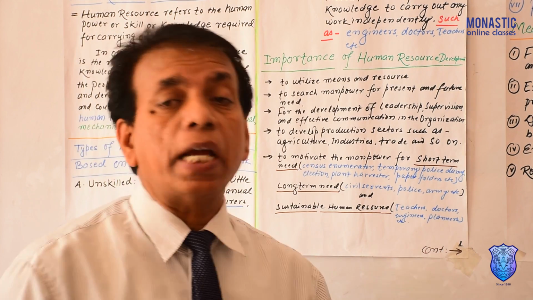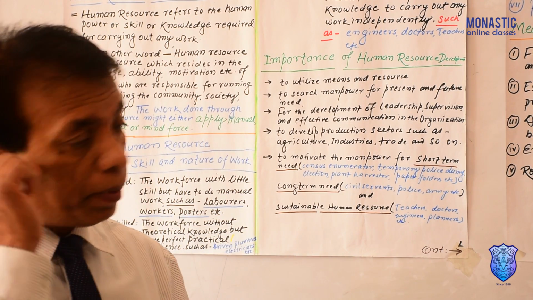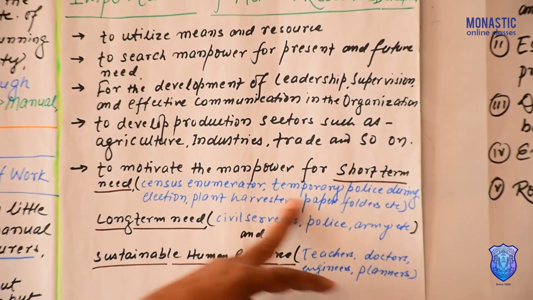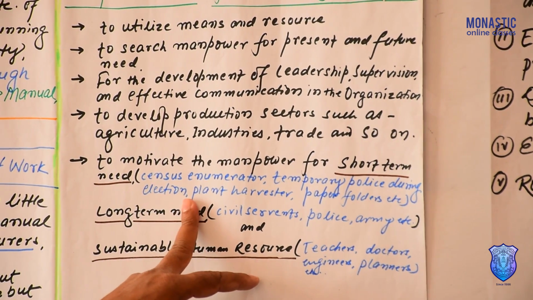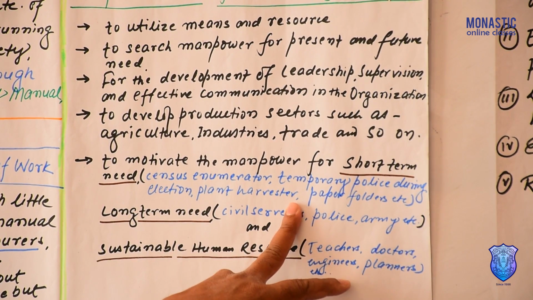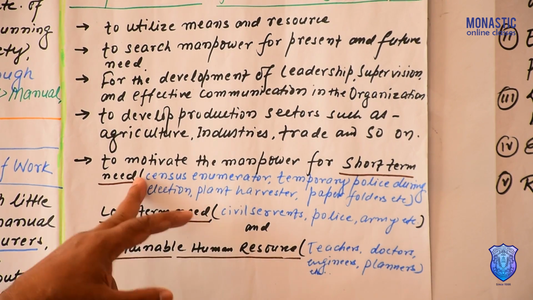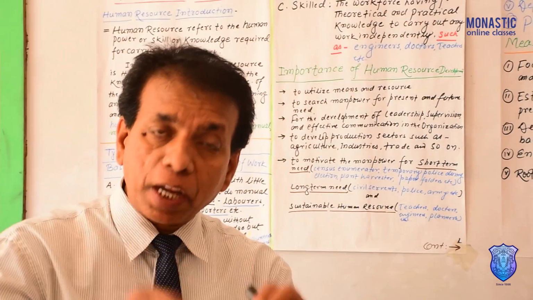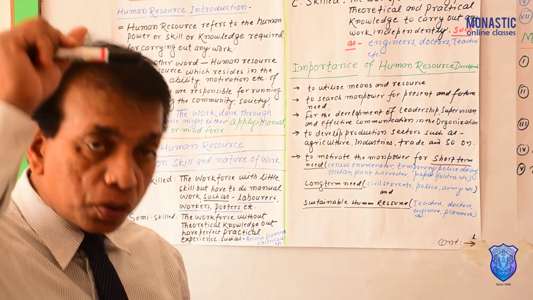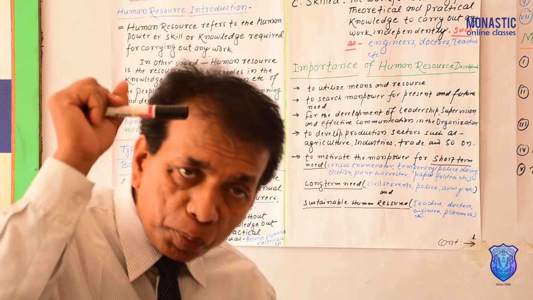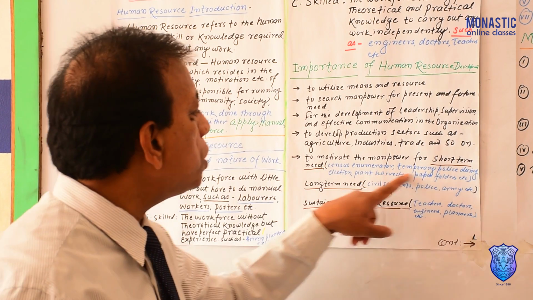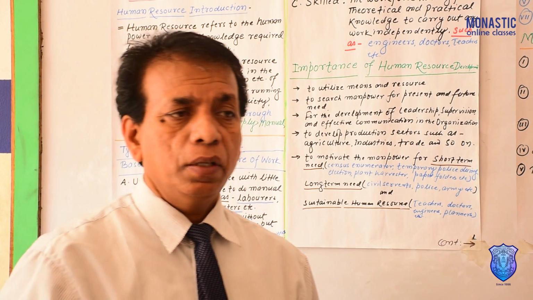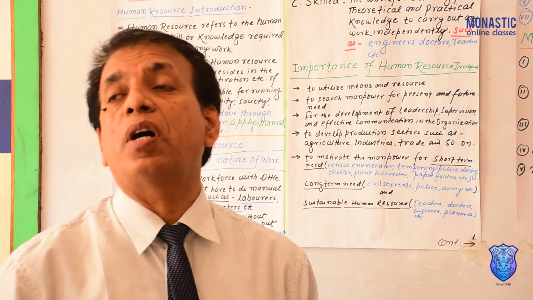Just like during the time of election. During the time of election, we need temporary police, plant harvesters, paper folders, census enumerators. These are some manpower which can be required for a short period of time. It is also very important to do this work. Just like, for example, a whole bicycle can run.